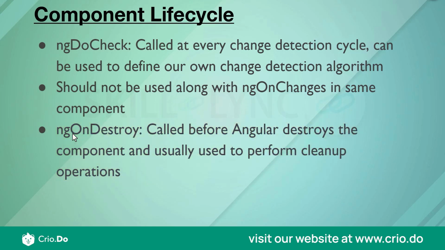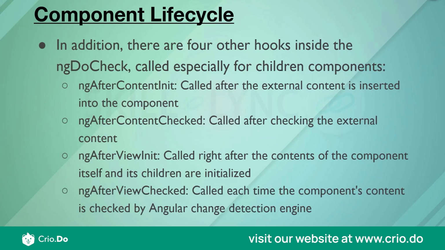So if you want to unsubscribe from some observable, or clean up some variable, those kinds of things can be done in the ngOnDestroy lifecycle hook. And similarly, as we said, ngDoCheck internally has four different lifecycle hooks. So what are those?